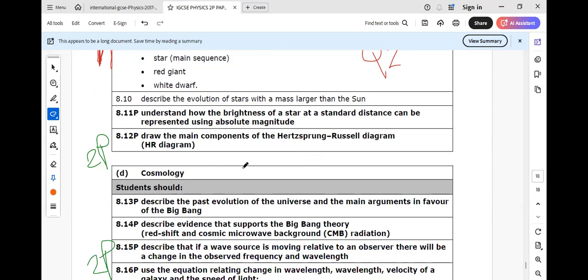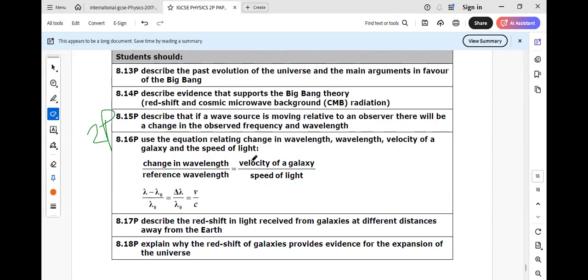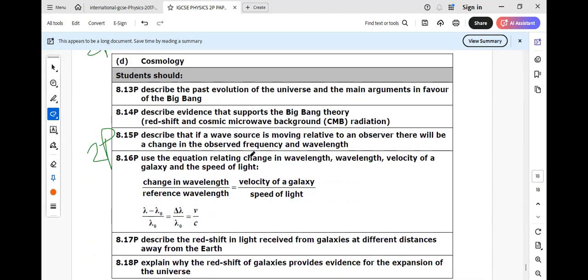So cosmology, HR diagram. So the HR diagram could be in your paper, right? There is a possibility that you will get the HR diagram or cosmology tomorrow. Cosmology as in redshift and this equation, right? And even the previous tute I shared with you, I included some questions related to redshift as well.